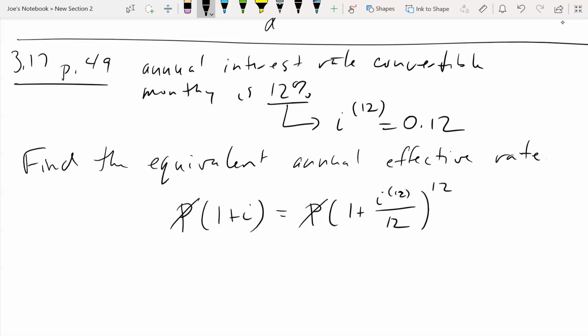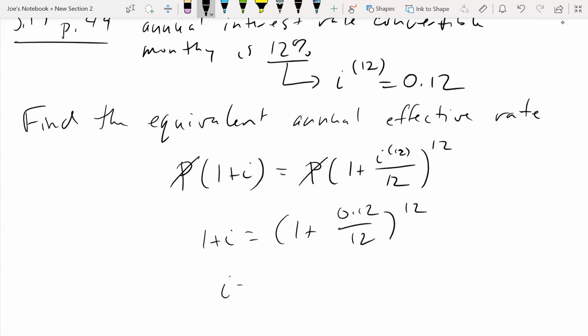So in this particular problem, we would have 1 plus i is equal to 1 plus 0.12 over 12 to the 12th. Now you have a formula. Now before you do anything with typing this into your calculator, you should have an idea of whether or not this number should be bigger or smaller than 12. Or 0.12, I guess I should say. Should it be bigger or smaller than 0.12?